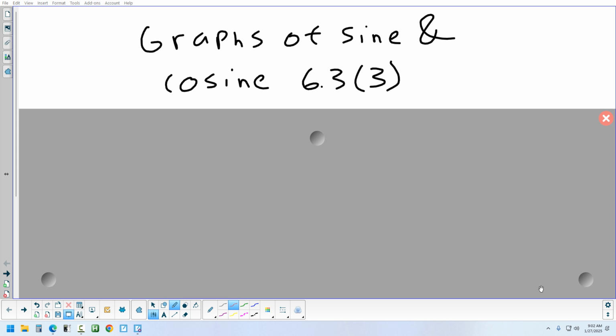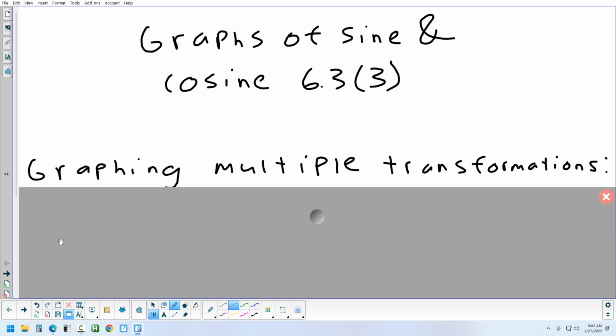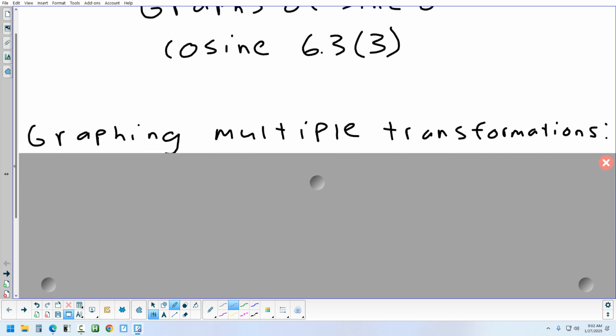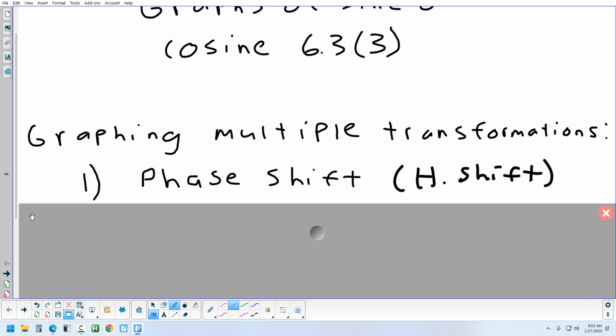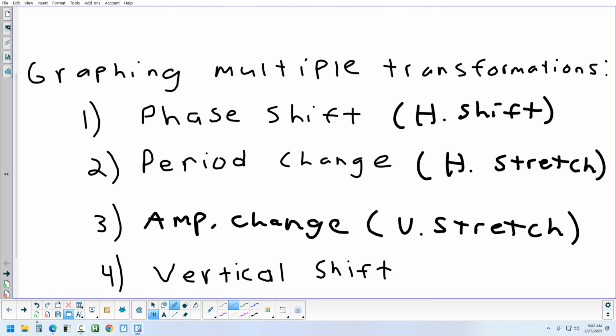All right, so we're going to start off by looking at 6.3 part 3. So this is going to finish up the graphing that we were doing in parts 1 and 2. The only thing that's going to be different in this part is we're going to look at doing multiple transformations. Okay? And the order is the same that it always is. All right, so when you are graphing multiple transformations, that is generally the order we want to follow.